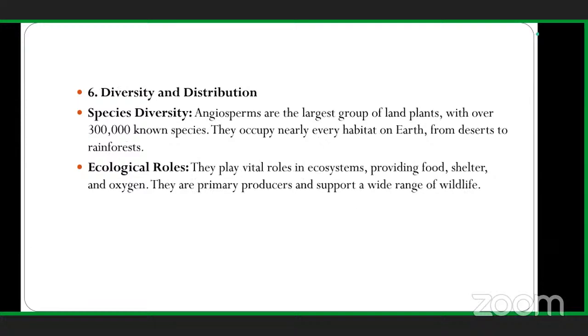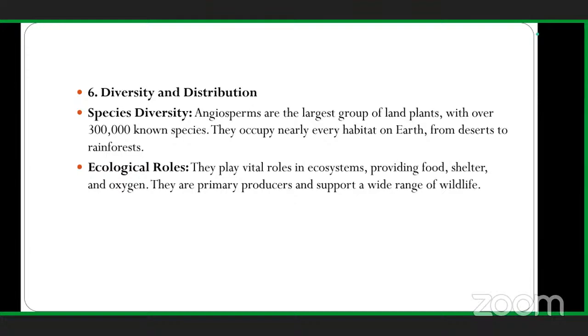Next is diversity and distribution. Species diversity. Angiosperms are the largest group of land plants, with more than about 300,000 known species. So it's a very large group of plants on the earth which are still living. They occupy nearly every habitat on earth, from deserts to rainforests. Obviously, it is dependent on the climate. They are also found in deserts, in rainforests, and tropical regions. You will find them almost everywhere.